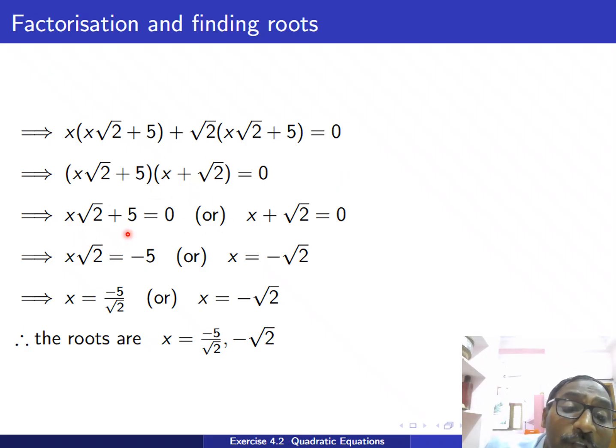So x root 2 plus 5 equals 0 or x plus root 2 equals 0. x root 2 equals minus 5, x equals minus root 2. There implies x equals minus 5 by root 2 or x equals minus root 2. Therefore the roots are x equals minus 5 by root 2, comma, minus root 2.